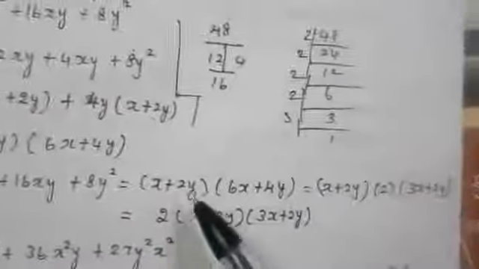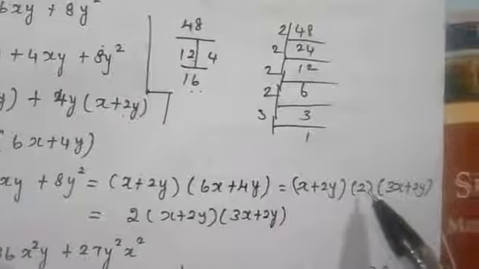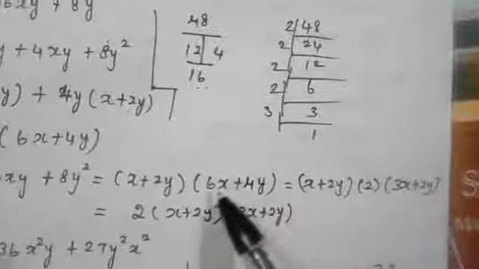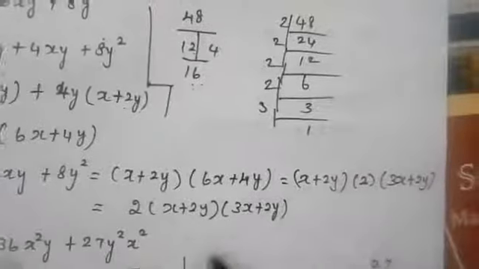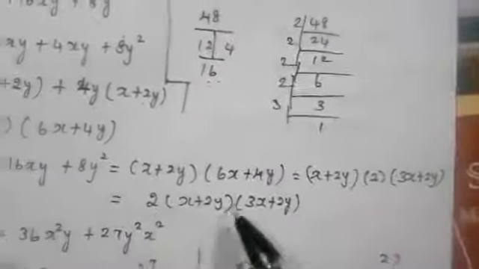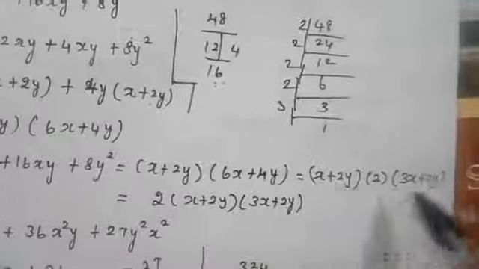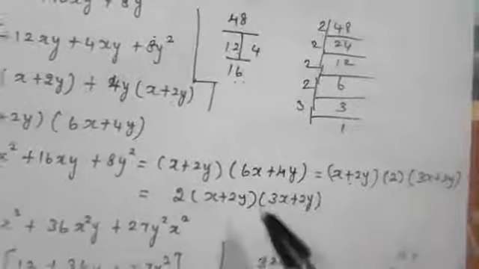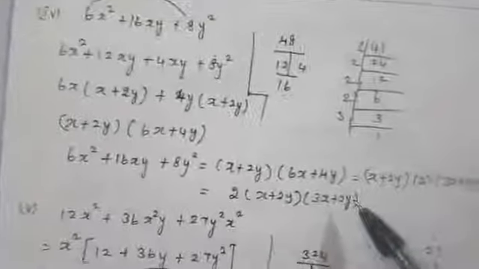Then again for x plus 2y, for here 2 is common. So that 2 taken outside. So that is 3x plus 2y. For it is 3 into 2, it is 2 into 2. So 2 is common. So now you have to rewrite this as 2 into x plus 2y into 3x plus 2y, because all three of them are in a product. So answer is 2 into x plus 2y into 3x plus 2y.